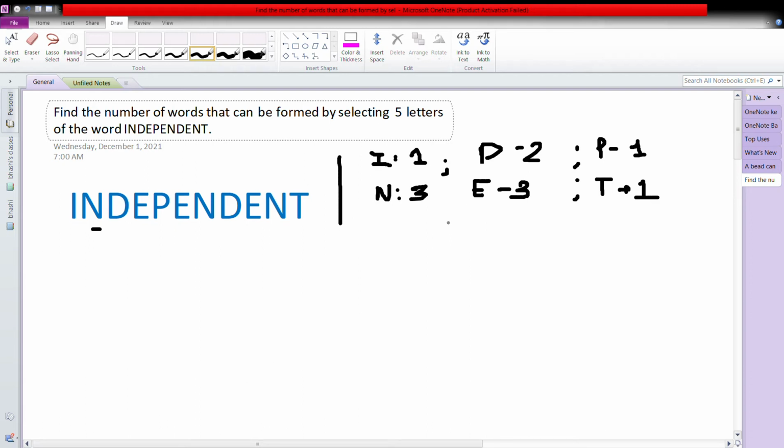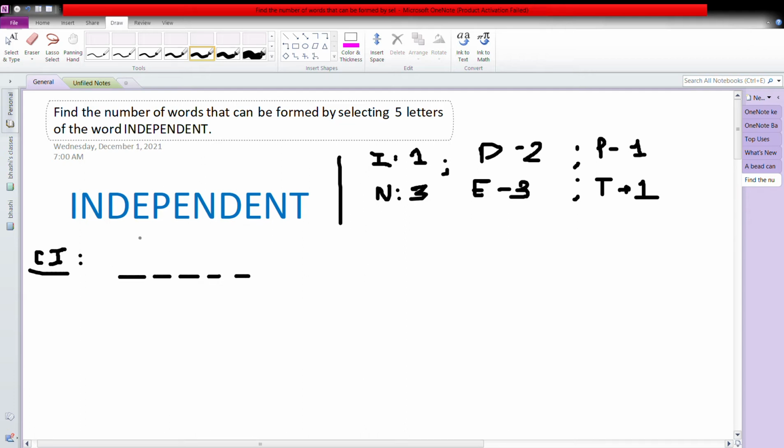Now we have to form a 5-letter word. There can be many cases in the question: either these are the same, or these are different, or these are alike and these are also alike. So there can be many cases, and let us start with our first case and see how many cases are possible.